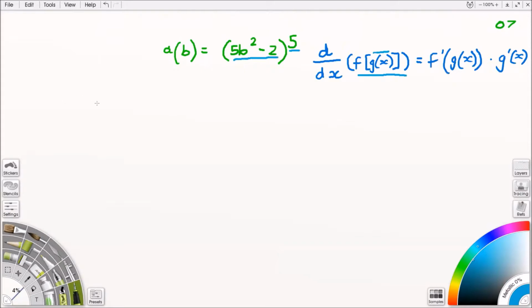What this is saying is that we take the derivative firstly of our outside function, leaving the inside function alone. We just take the derivative of whatever's outside, our f of x. So this means that dA dB, which is the derivative of our whole function, will equal, well, this is just the power rule here, assuming that we're just leaving the inside alone. So we bring the 5 out.